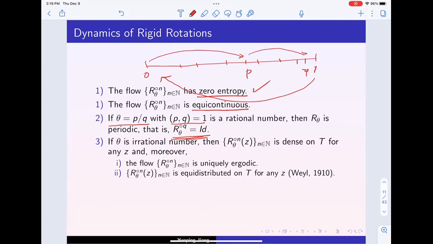So if theta is an irrational number, then this orbit is actually dense on the whole interval, on the circle, right? It's dense. That's not only dense, but it's also so-called uniquely ergodic, actually, with respect to the Lebesgue measure, right?